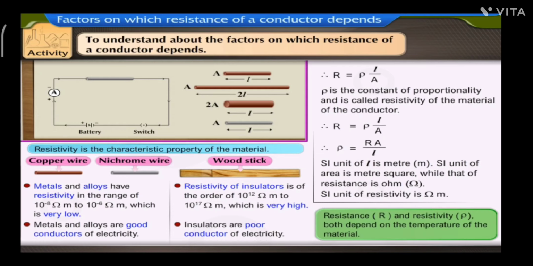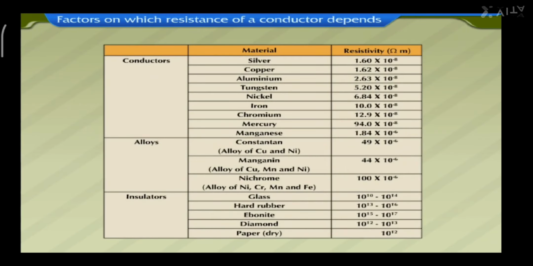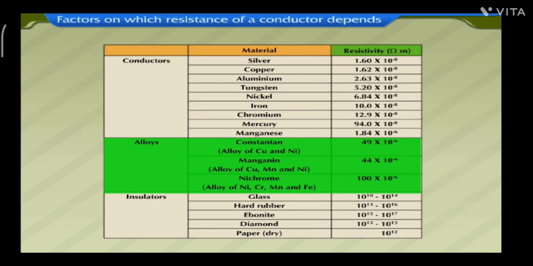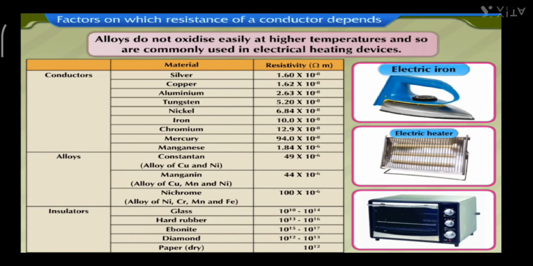Resistance R and resistivity rho both depend on the temperature of the material. Let us see the electrical resistivity of some substances at 20 degrees Celsius. We can observe that the resistivity of an alloy is higher than that of its constituent metals. Hence, alloys do not oxidize easily at higher temperatures and so are commonly used in electrical heating devices such as electric iron, electric heater, electric oven, etc.